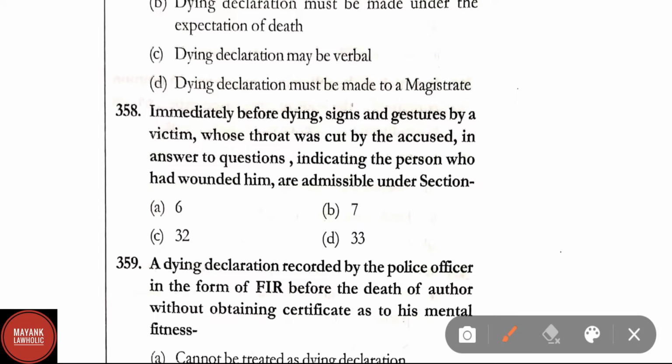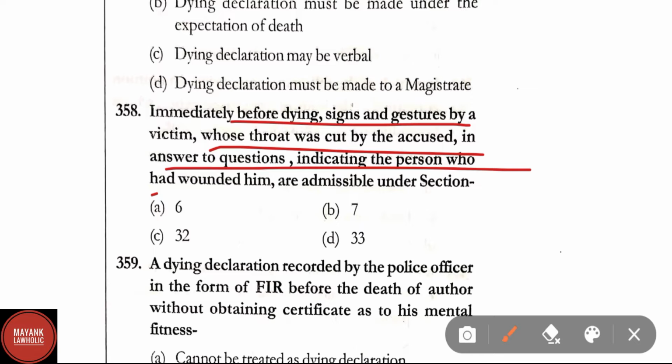Question number 358. Immediately before dying, signs and gestures by a victim whose throat was cut by the accused, in answers to put questions, indicating the person who had wounded him, are admissible under Section 6, 7, 32, 33. Correct answer is option C, that is Section 32.